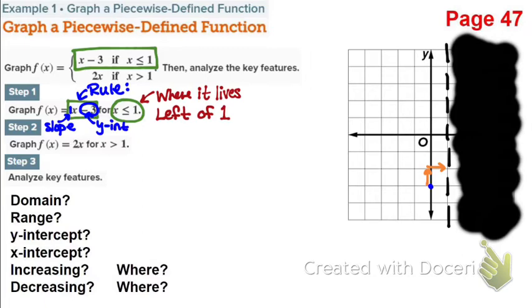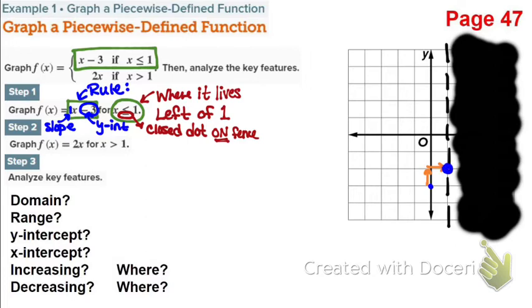I hit my fence when I do that, don't I? Should I use a filled-in dot where I hit the fence, or should I do an open dot? Filled in. Why? Because it has that or equal to there. Because of this little or equal to, this is a closed dot, a filled-in dot on the fence. So filled-in dot right here.